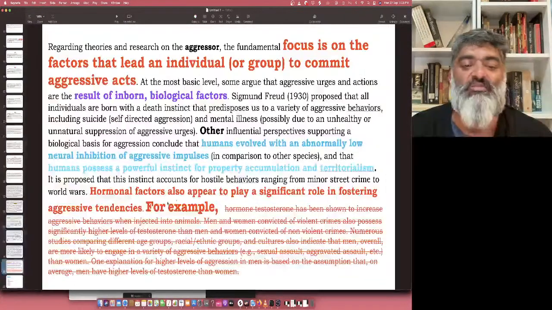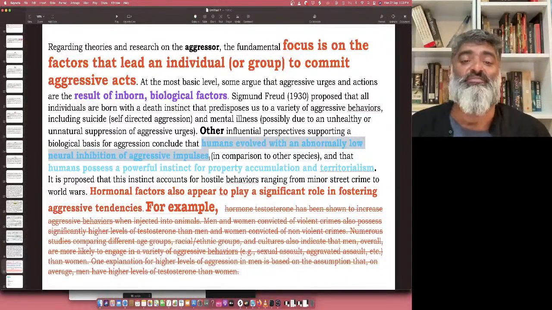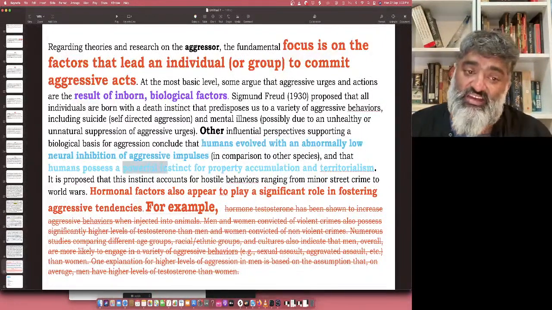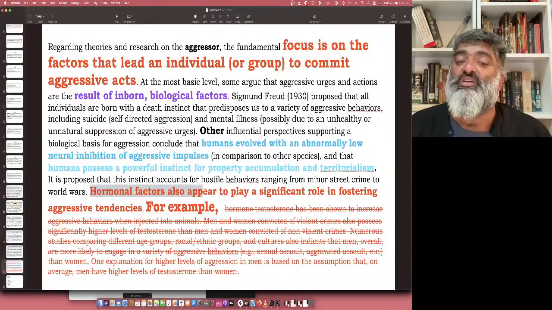Let me take you back to the map. This was the part, right? Humans evolved with an abnormally low neural inhibition of aggressive impulses. Then there was another idea in between. Then it said hormonal factors also appear to play a role.